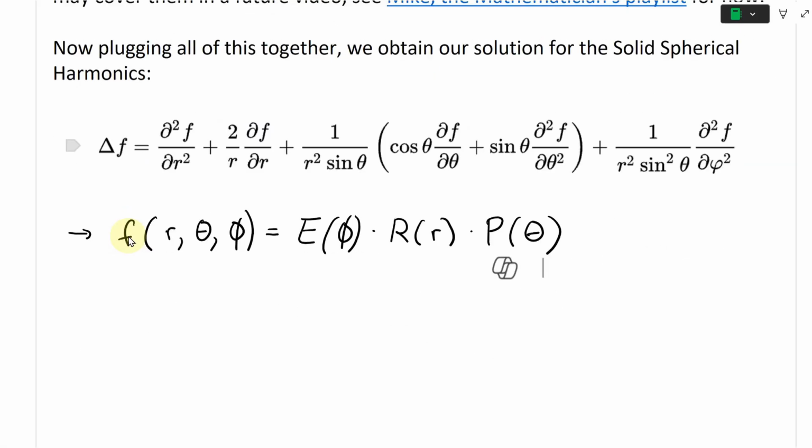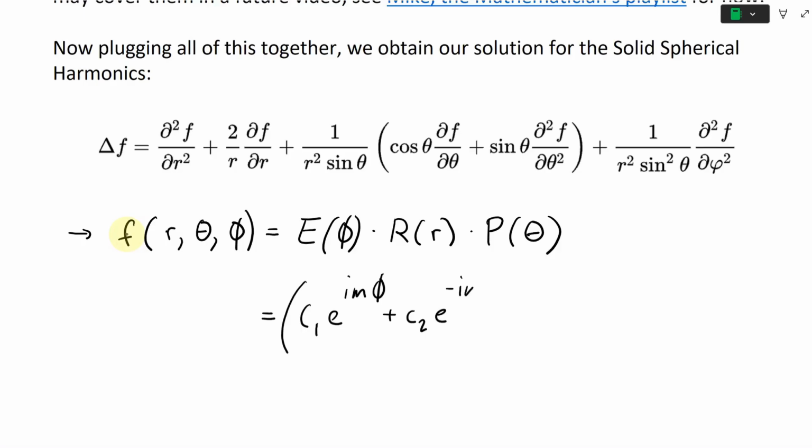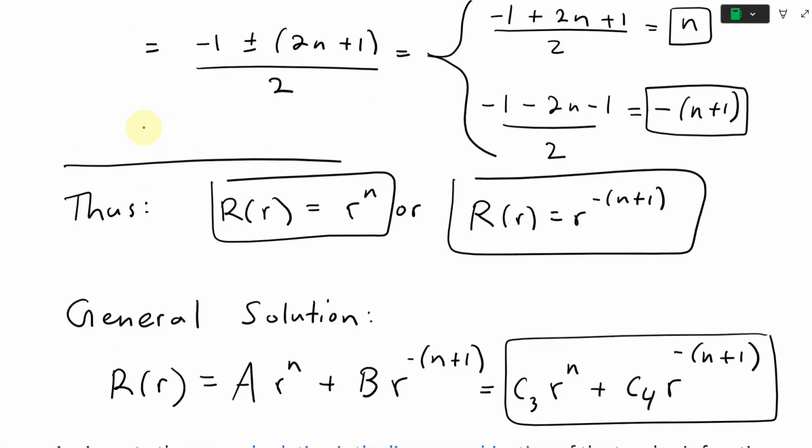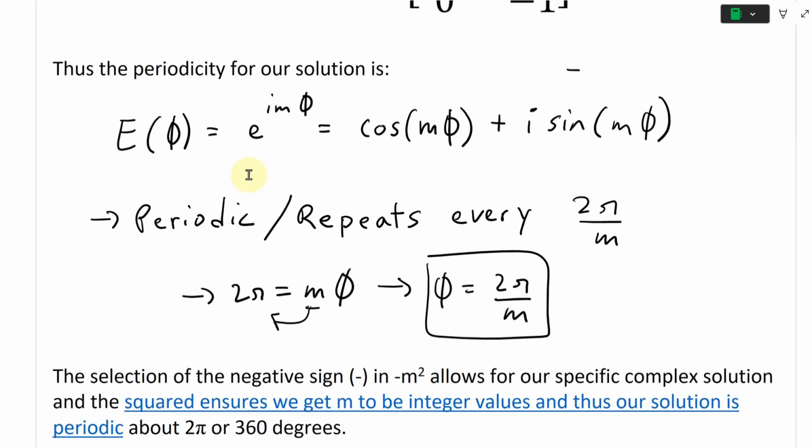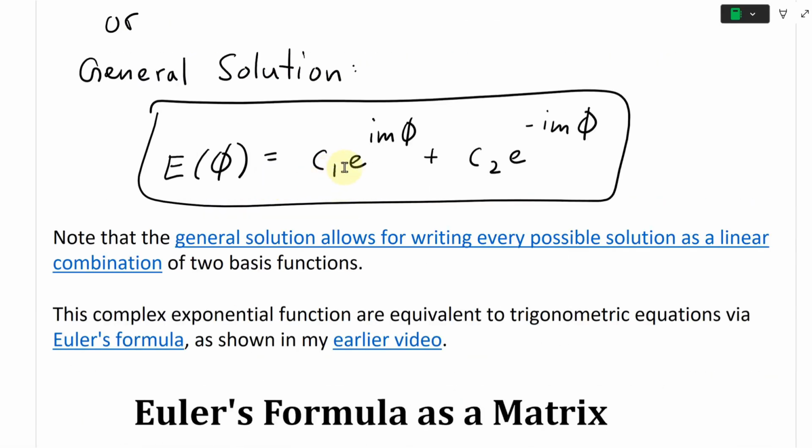So now this equals, I'll put it like this. Well, the first one, we know that one was just C1 e to the i m phi plus C2 e to the negative i m phi, like that. And that's the one we solved earlier. Let's go back all the way there just to show you. Again, it's like, how do you get all this in there? So this was the one I derived here: C1 e to the i m phi plus C2 e to the negative i m phi.